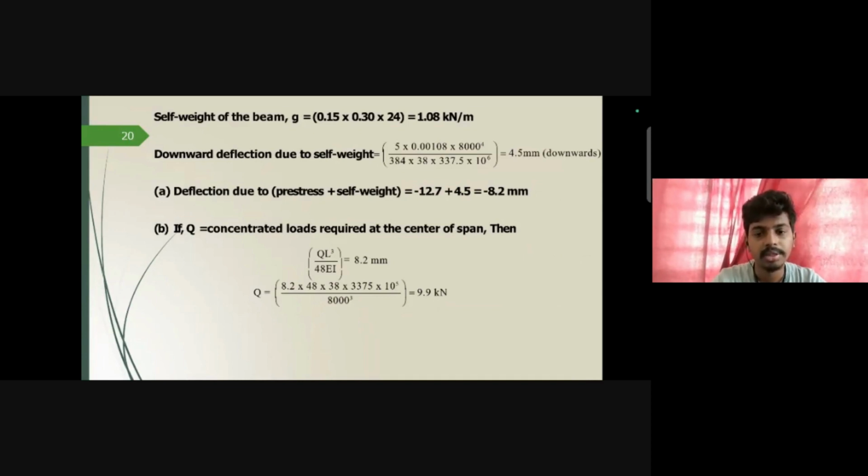Now, for the second part, the concentrated load required at the center of span: QL cubed by 48 EI is equal to 8.2 mm, because that is the deflection we got. And now, rearranging the formula, we get Q equal to 9.9 kilonewtons. So that is the load required at the center of span.